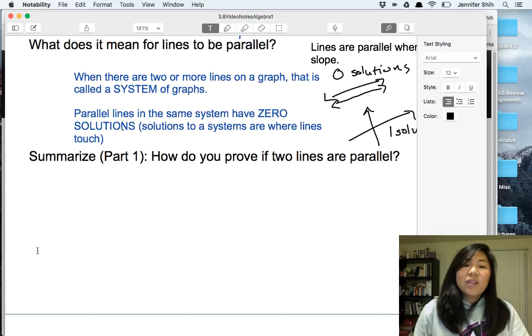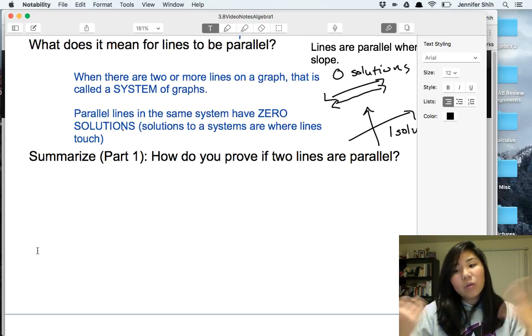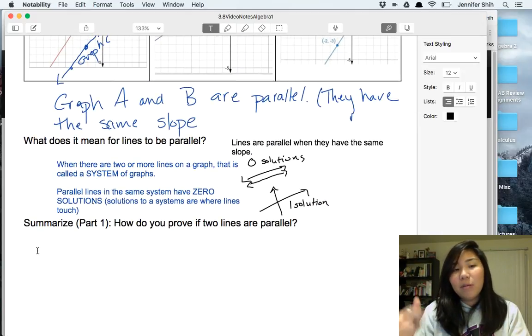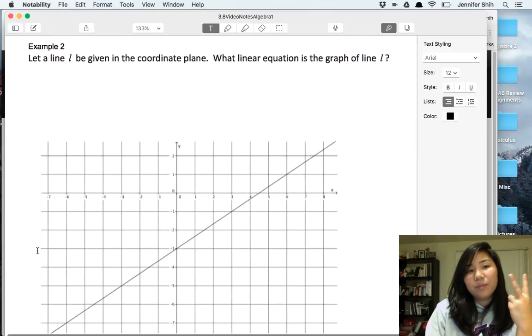So go ahead and pause this video and you can summarize: how do you prove if two lines are parallel? What did we do in the video to prove that two lines are parallel? And then I'll meet you for part 2, example 2.